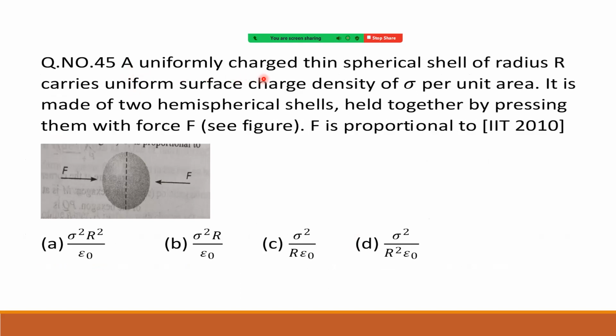A uniformly charged thin spherical shell of radius r carries a uniform surface charge density of sigma per unit area. It is made of two hemispherical shells held together by pressing them with a force F. So F is proportional to. This was asked in 2010. Let us see how to start this one.